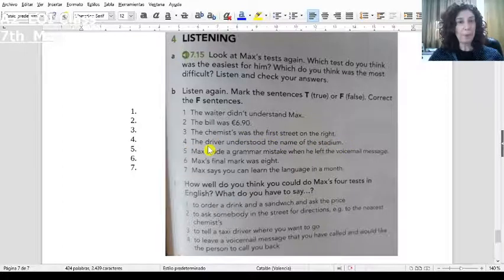4. The driver, el taxista, understood the name of the stadium. Sí que entendió el nombre del estadio. 5. Max made a grammar mistake when he left the voicemail message. ¿Cometió algún error gramatical cuando dejó el mensaje? 6. Max's final mark was 8. Nota final, un 8. Very good. And Max says, you can learn the language in a month. Diu que sí que puedes aprender un idioma en un mes. Well, it's the time. We're going to listen. How did he do it?